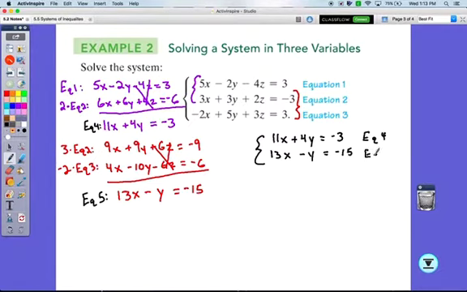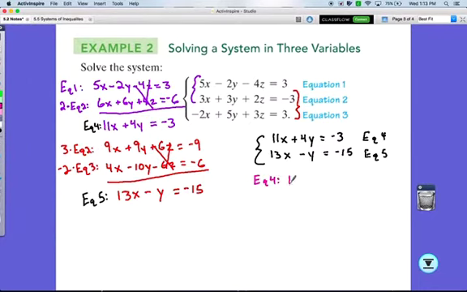All right, now I want to do it again. What variable should I get rid of here? I'm guessing the y probably. All right, so if I leave equation 4 alone, 11x plus 4y is equal to negative 3. And I multiply equation 5 by 4.